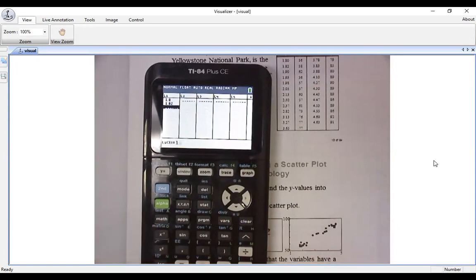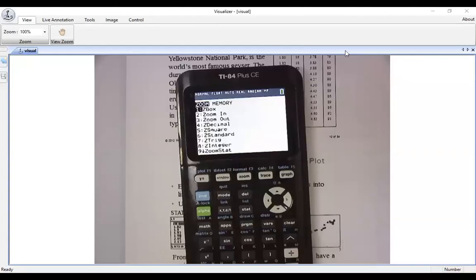All right, so can you guys see those all right? And let me pause. Yes, you want to put all the X's in L1 and all the Y's in L2. Let me back on.